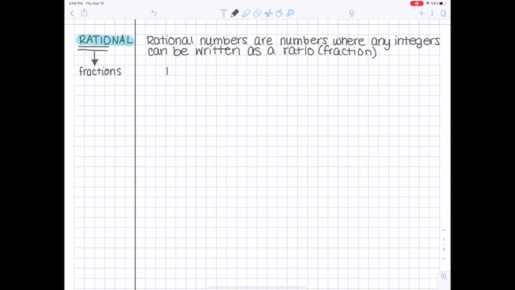So let's see what I'm talking about here. I can take the integer -3 and turn it into a fraction over the integer 5. That's a rational number because I created a ratio. I can also do the number 7 over the number 1. That is also a ratio, and that ratio is actually the same thing as just saying 7. So that's also a rational number.